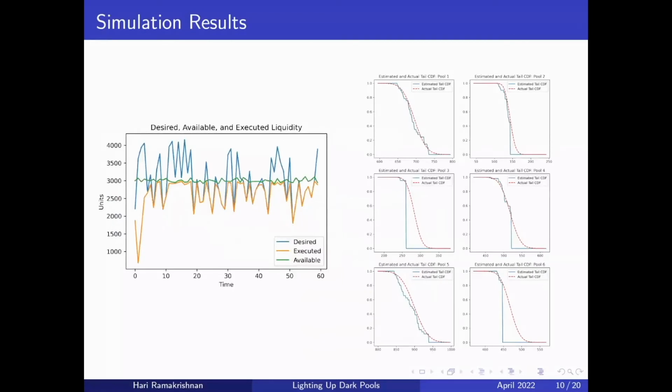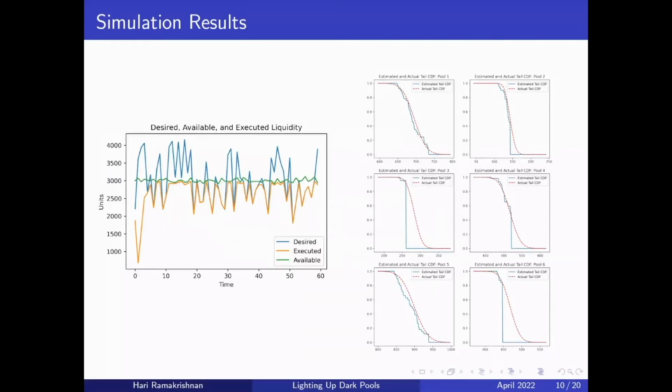So the results of our simulation look something like this, and we'll break down what this means. Basically, on the left, we have a plot where in the blue, we have that vector v. So that's how much we want to be executed. And in the orange, we have how much was actually executed. So we'll notice that as time goes on, the orange line ends up reaching the minimum of the blue line and the green line.